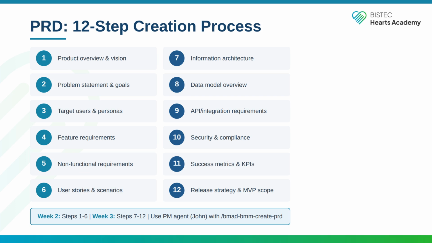Steps 7 through 12: information architecture, data model overview, API and integration requirements, security and compliance, success metrics and KPIs, and release strategy with MVP scope. You'll complete steps 1 through 6 in week 2 and steps 7 through 12 in week 3. The PRD validation in week 3 checks that all requirements are specific, testable, and consistent with each other.